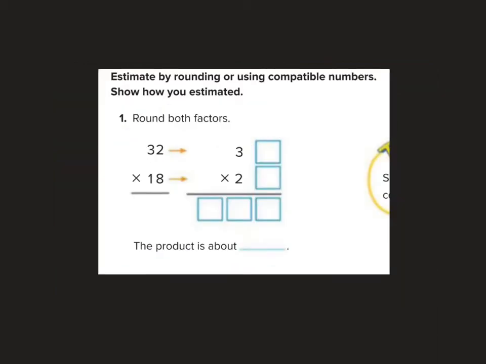Here we're going to practice estimating by rounding or using compatible numbers. It says we need to round both factors. So I'm going to round 32 to 30 and 18 to 20. 3 times 2 is 6. Add my 2 zeros. My product is about 600. So there we go.